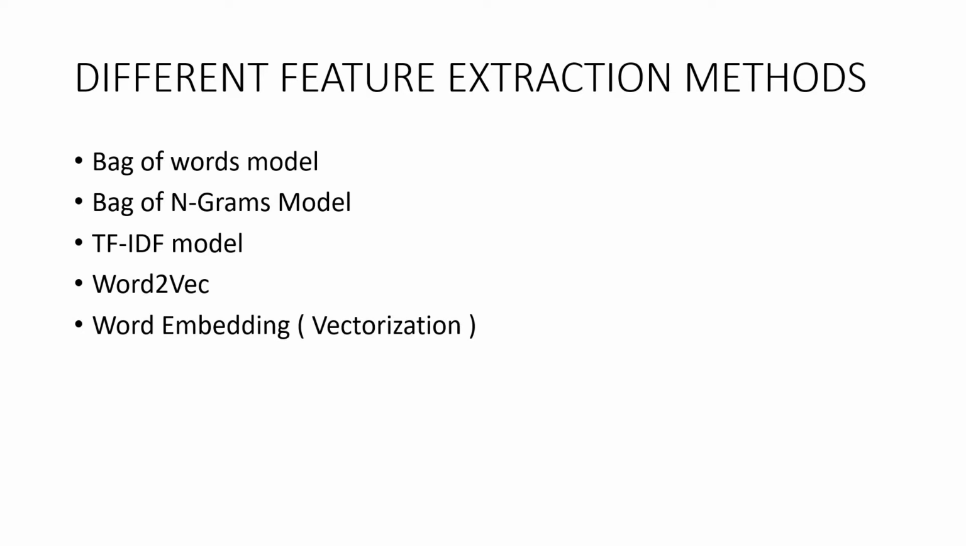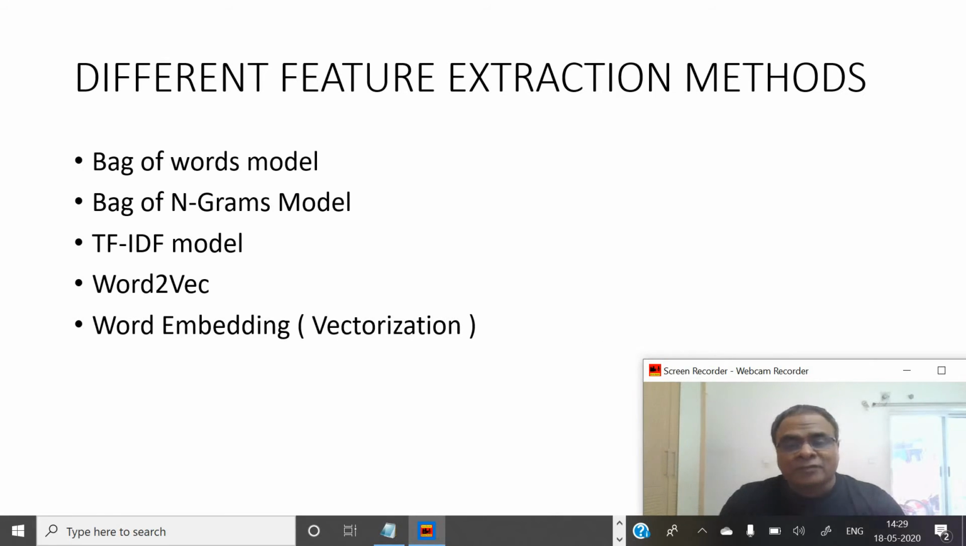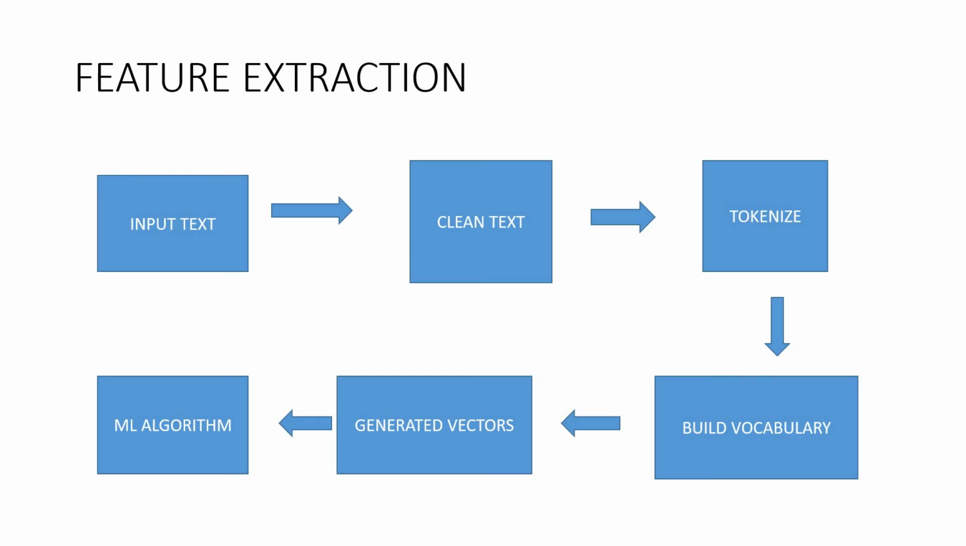Now the different feature extraction methods. This is the bag of words model, bag of n-grams model, TF-IDF model, and word embedding. These are all the different feature extraction techniques we use. We have already discussed the bag of words and bag of n-grams models. Now we are going to discuss the TF-IDF model.